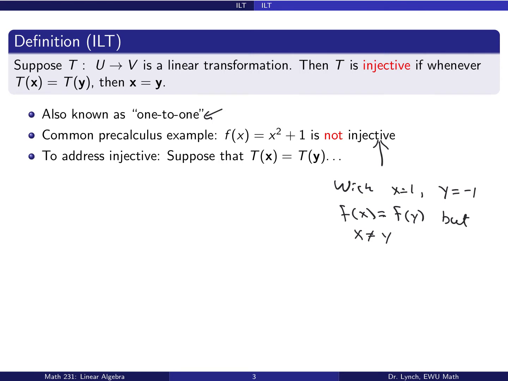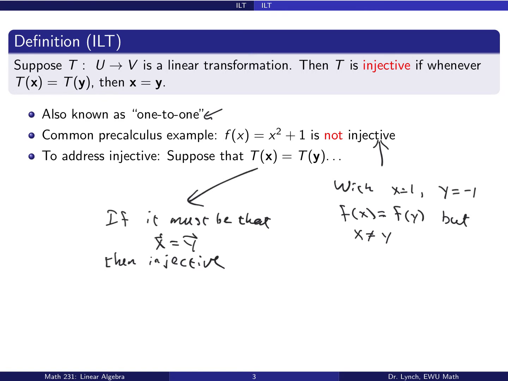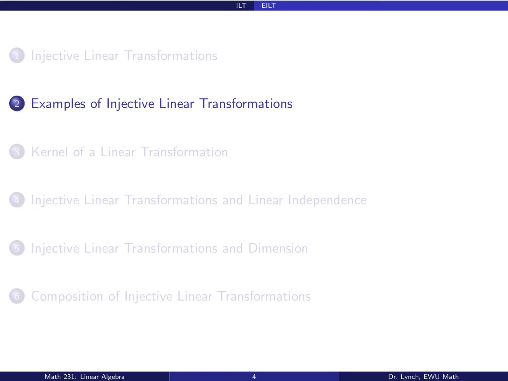Okay, and to address injective, this is how we'll always start. We'll start by supposing that the image of two vectors is the same. If it must be that x is equal to y, then we see that T has to be injective. Of course, if we can find this true for some x that's not equal to y, then we know that T is not injective. Okay, so let's look at some examples.